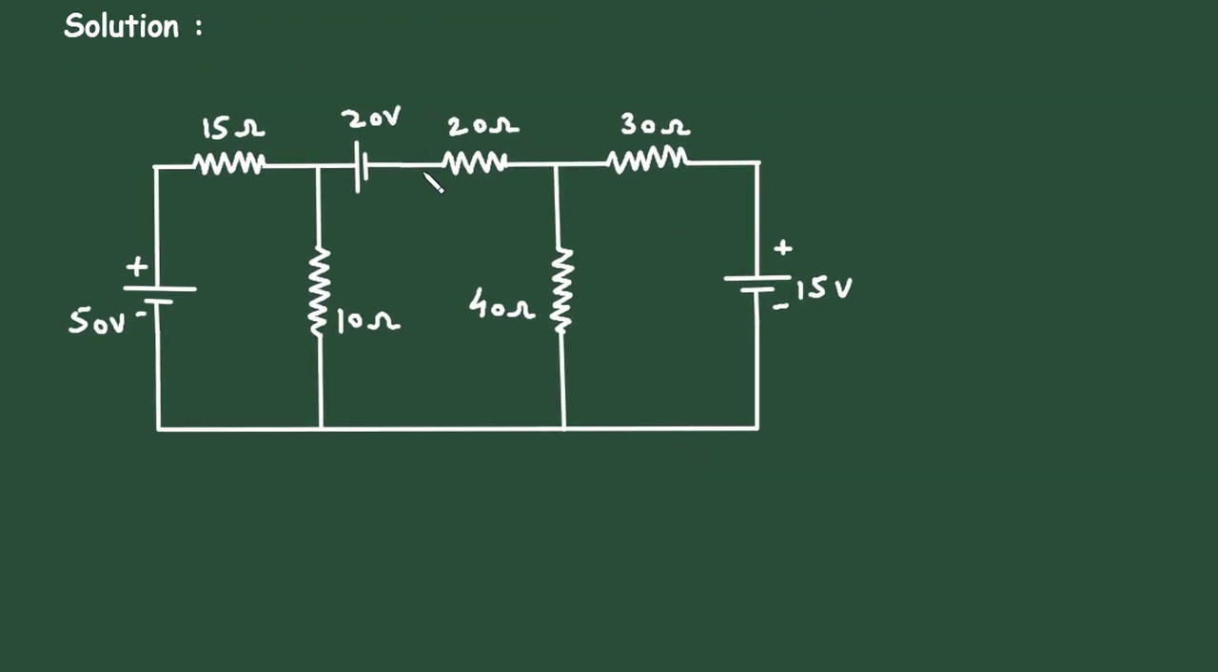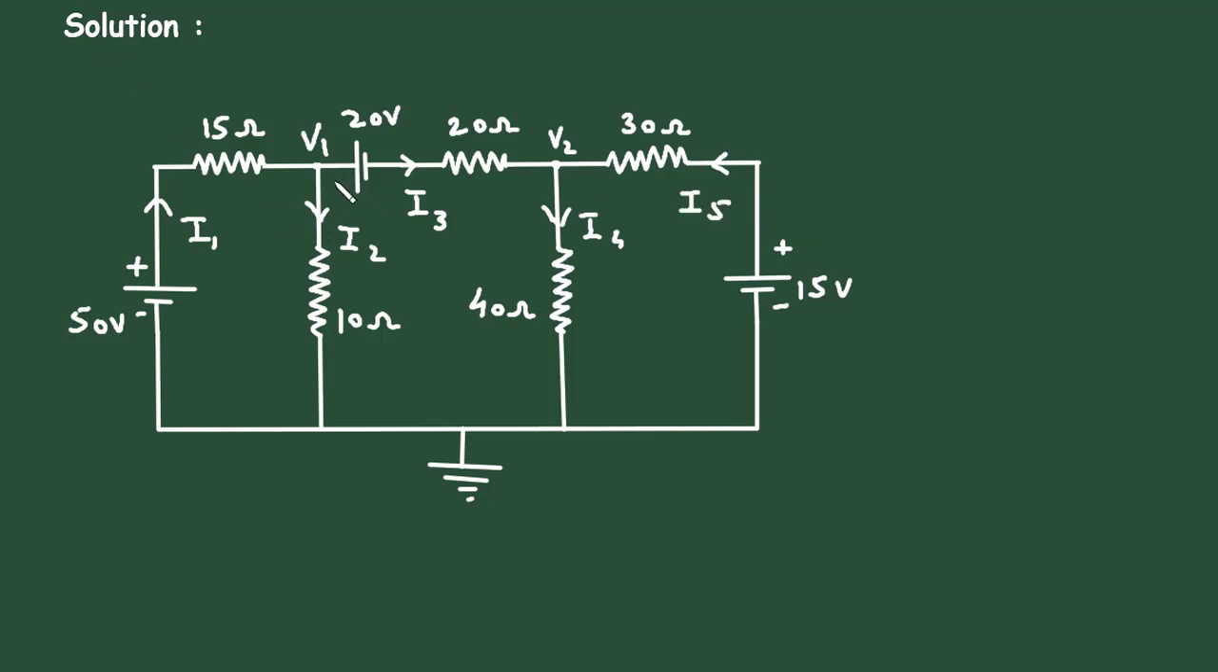First of all, let's consider this is node 1 with voltage V1 and this is node 2 with voltage V2. Now let's assume this is a reference node or ground node with 0 voltage. Now let's assume this is current I1, all the currents towards this reference node. Now let's say this is current I2, this is current I3, this is current I4, and this is current I5 from positive to this ground.